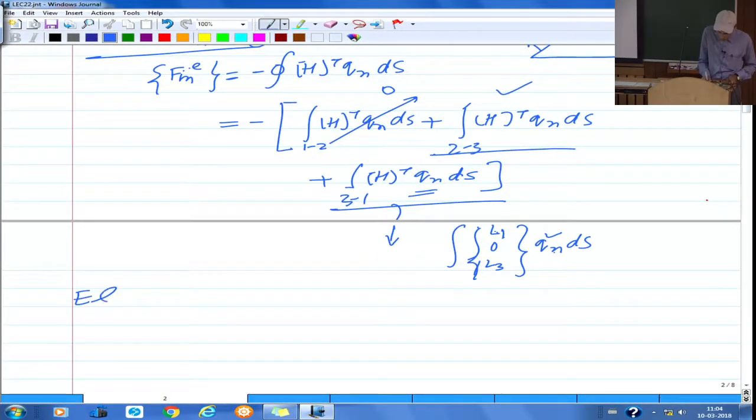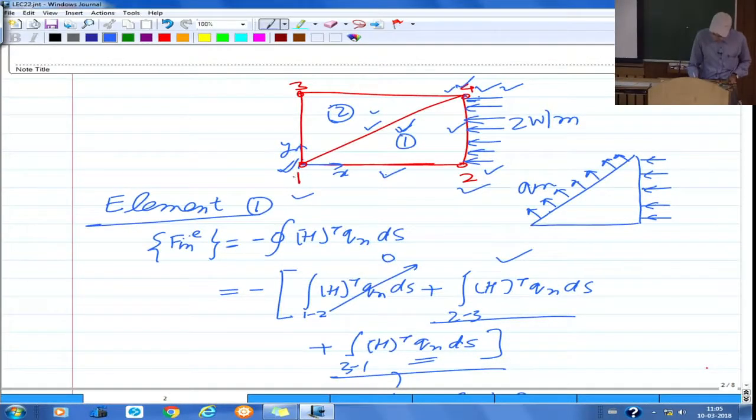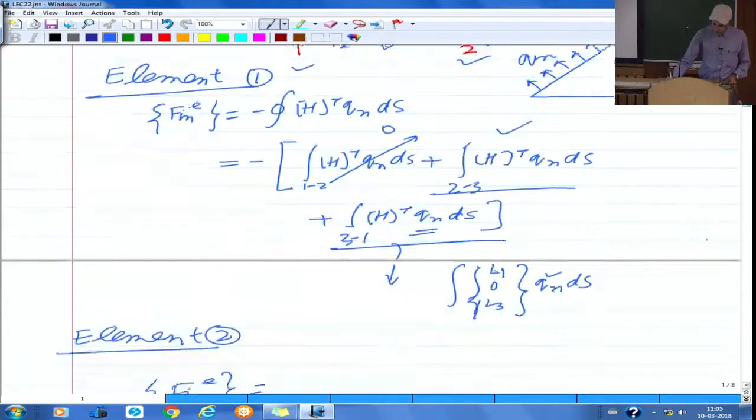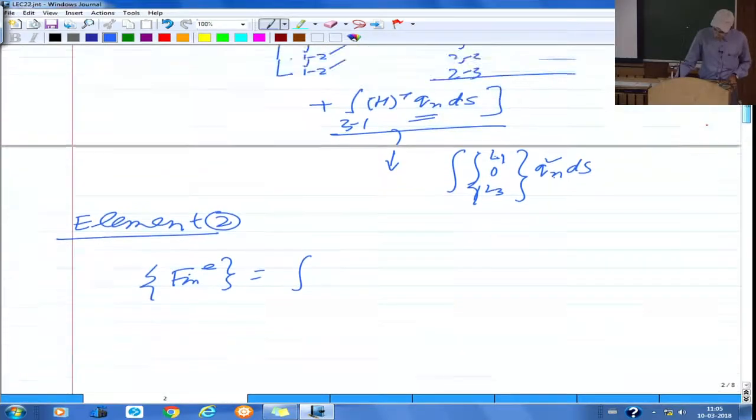When you look at the second element, element number 2, this contour integration is f internal. Again, locally we said that this is node number 1, this is node number 2, this is node number 3, local numbering. So for the second element, this is local node number 1, local node number 2, and local node number 3.